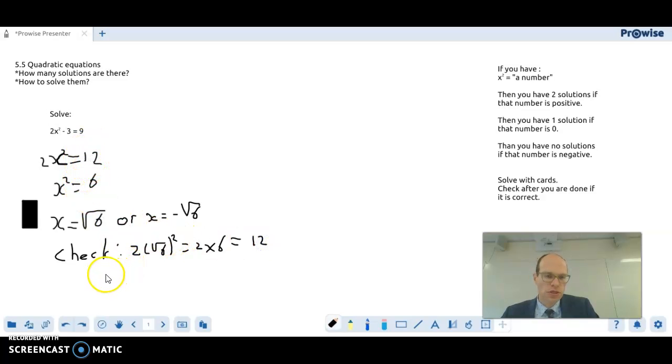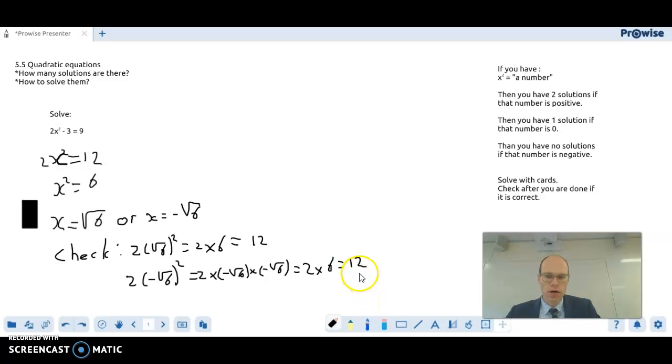And now we're going to do the same, the second check. We have 2 and then minus the square root of 6, and then square it. And that is equal to 2 multiplied by, let me see, minus multiplied by minus is positive. Square root of 6 multiplied by the square root of 6 is 6. And that is 12 as well.